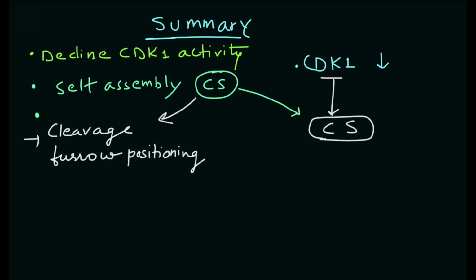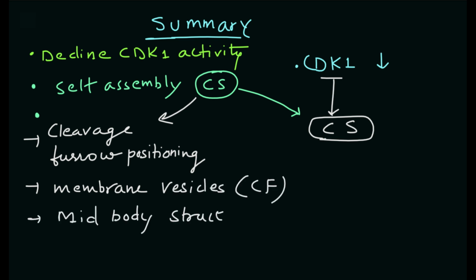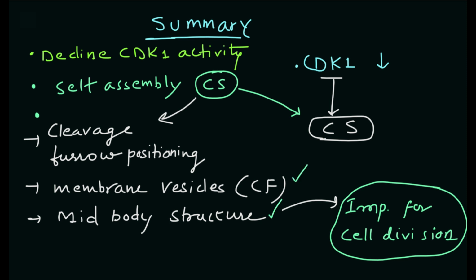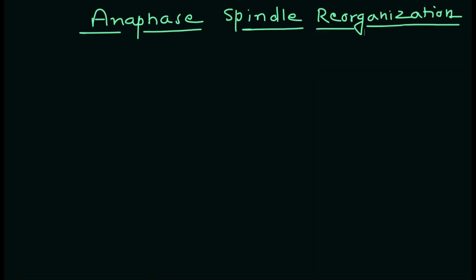It is important to note that the central spindle is responsible for controlling cleavage furrow positioning, delivering membrane vesicles to the cleavage furrow, and forming the mid-body structure required for the final step of cell division. So these were some of the key points regarding the Anaphase spindle reorganization.